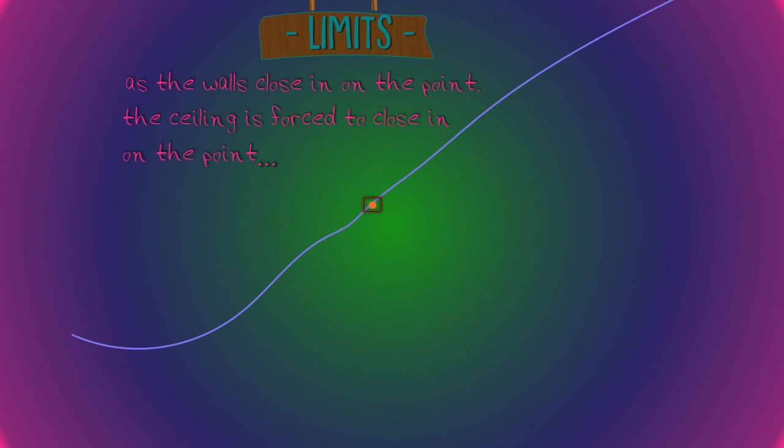We found it. So if we can make the walls close in on c, that means the ceiling and the floor are going to close in on L. And that means that we have the limit.